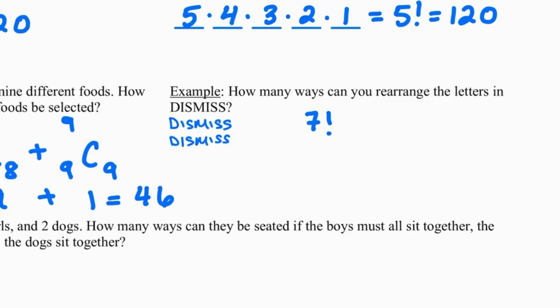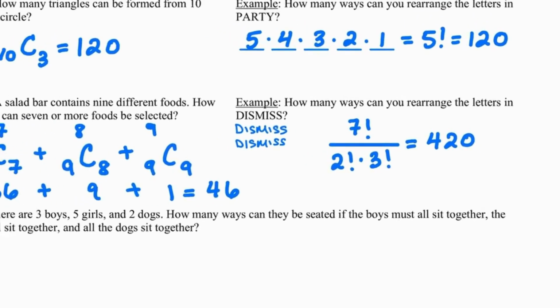So how do I get rid of the overcounting? Well, I'm going to divide by, since there are 2 I's, 2 factorial different ways of reorganizing them, and there are 3 S's, so I'm going to do 3 factorial ways of doing that. So be very careful how you put this into the calculator. You should get 420. So practice that and make sure you can do that.